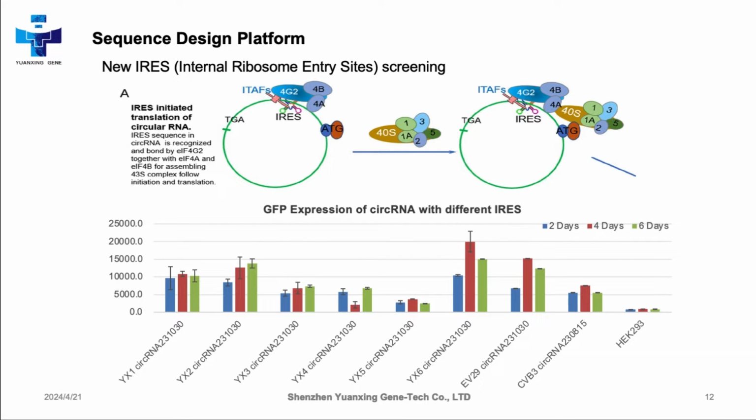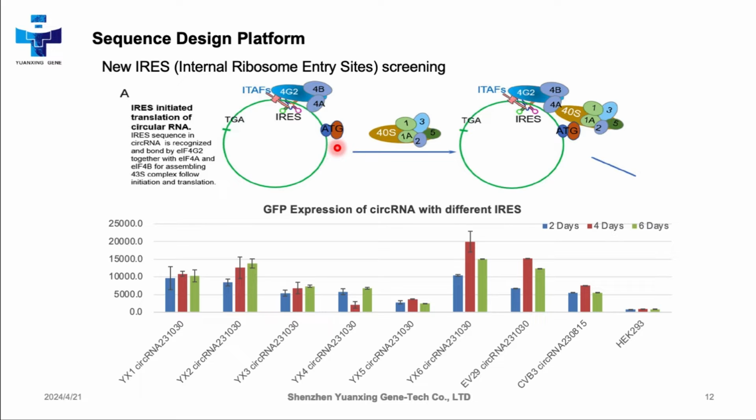Furthermore, we also screened a set of internal ribosome entry sites, which means the IRES, and identified some highly expressed IRES. The IRES are specialized RNA sequences that can directly recruit the ribosomes to an internal position of the RNA and initiate the translation.